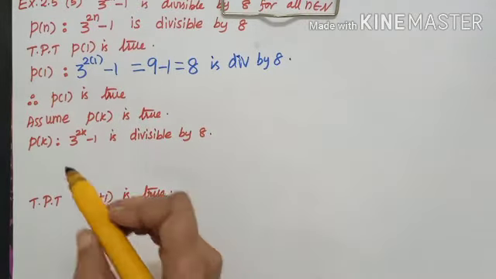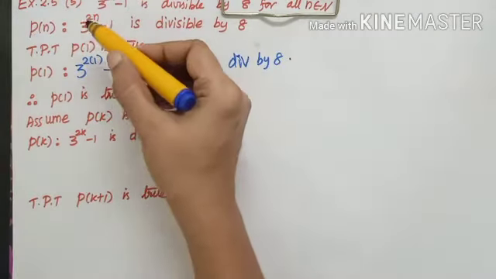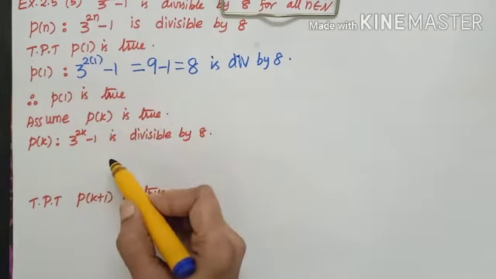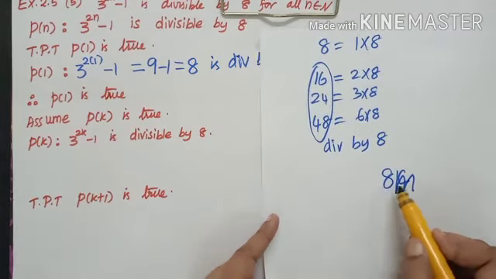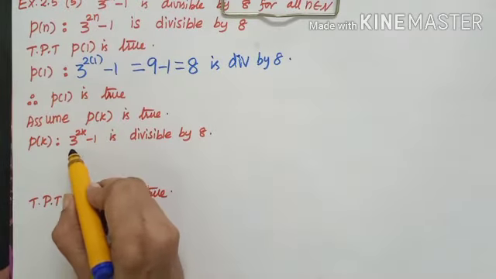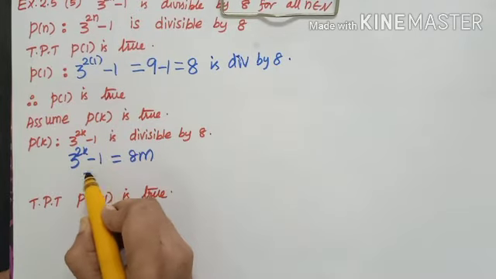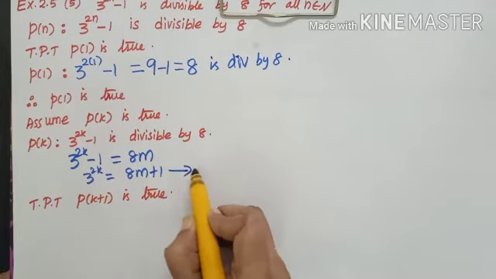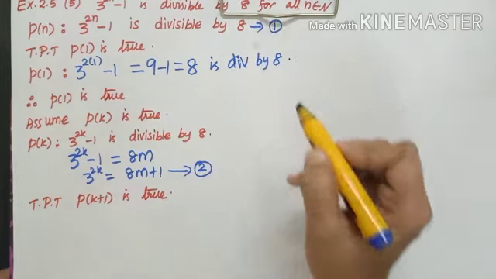Third step, assume P of k is true. Just copy the question. Wherever n is coming, put k. So 3 power 2k minus 1 is divisible by 8. A little before we said divisible tells me it is a multiple of 8. So how will I write it? 3 power 2k minus 1 is 8m, or 3 power 2k can be written as 8m plus 1. Call this as number 2. We will call the given question as number 1.